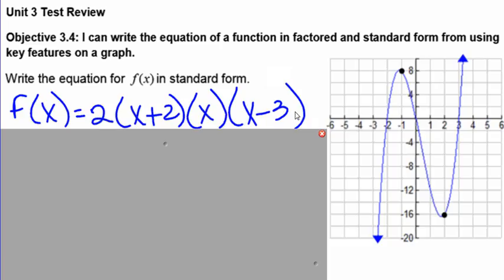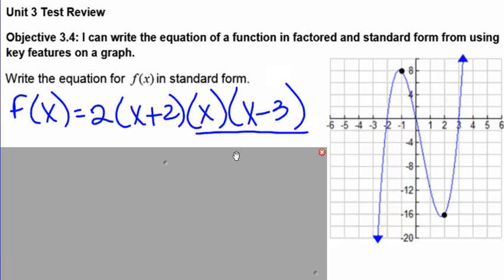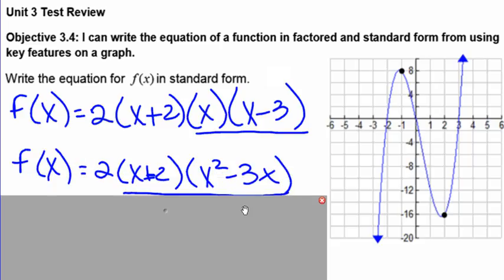So again, when you're multiplying, you can only multiply two items at once. So I'm going to start by multiplying these last two terms first and keep multiplying that result by one other term and by one other term until I finally get my standard form. So if I multiply these two together, I'll get x squared minus 3x. Again, take 2 and multiply them together, and we're going to distribute accordingly.